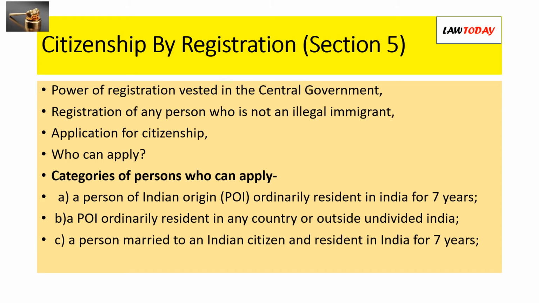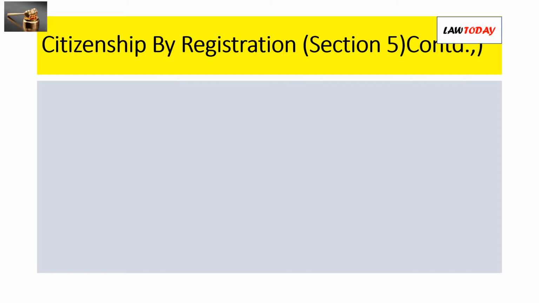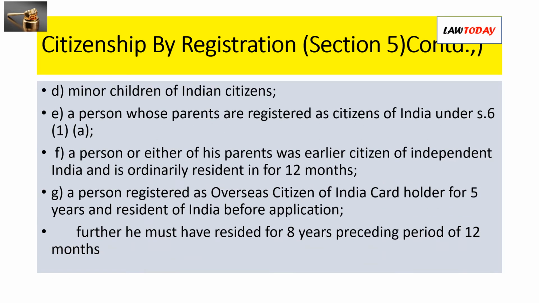First, a person of Indian origin who is ordinarily resident in India for 7 years before making an application, or a person of Indian origin who is ordinarily resident in any country or place outside undivided India. Next, a person who is married to a citizen of India and ordinarily resident in India for 7 years before making such application. The next category of persons are minor children of persons who are Indian citizens. Next, a person of full age and capacity whose parents are registered as citizens of India under section 6(1)A.